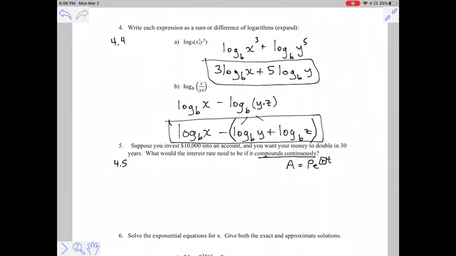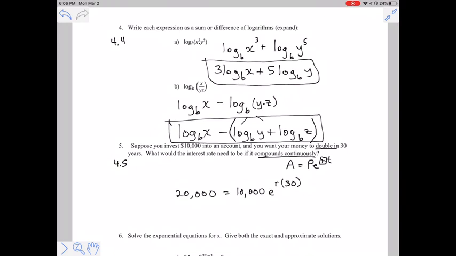So in order to solve for a variable exponent, you're going to have to use logarithms. So we want our money to double. If we started with 10,000, then the future amount A would be double that, 20,000. And that equals 10,000 times e to the r, and we don't know the rate, so we leave that as a variable. But we want it to double in 30 years.